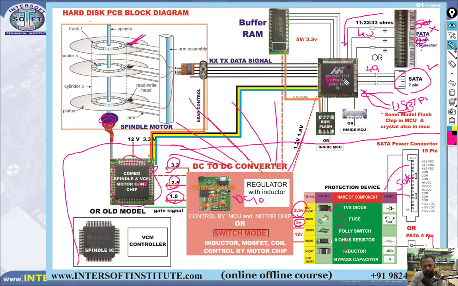This is your MCU or CPU. Here is your buffer IC, the internal cache memory. So data is temporarily stored here and read from here. Whatever data is to be stored, it is first stored here, and then it will slowly be written onto the hard disk, on the platter, wherever the head has an instruction to write.